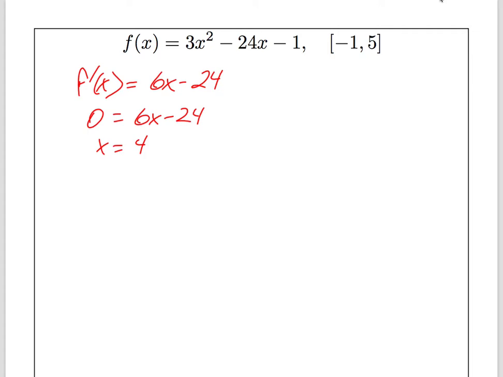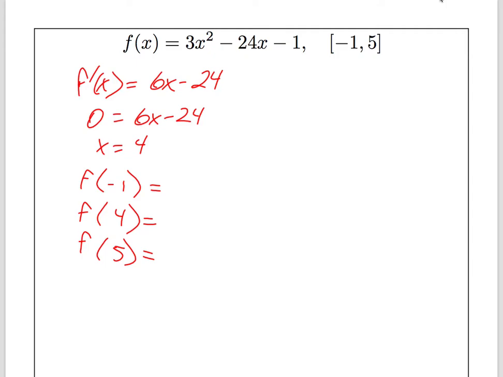At this point, if I'm finding relative extrema, what do I do next? I do a sign line. When you're doing absolute extrema, you do not do a sign line. Okay? So what do you think's next? Plug it into the original, along with the endpoints. So I need f of -1, I need f of 4, and I need f of 5. Whichever one gives me the largest number, that's my absolute max. Whichever one gives me the smallest number, that's my absolute min.